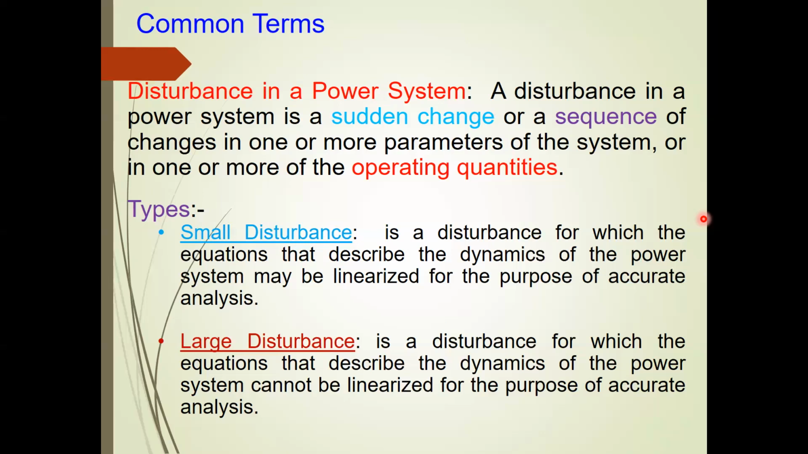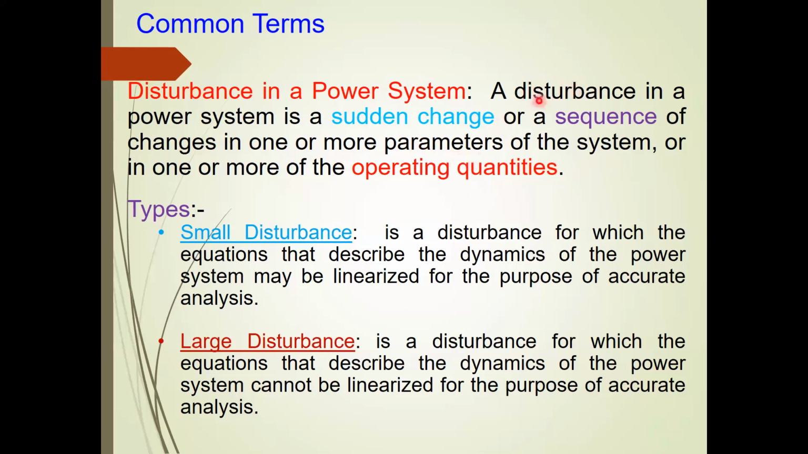Okay, so we move further. Here we have this slide to discuss what the disturbances in the power system are. These disturbances could be a sudden change, or a sequence of changes, and that could result in variation in one or more parameters.